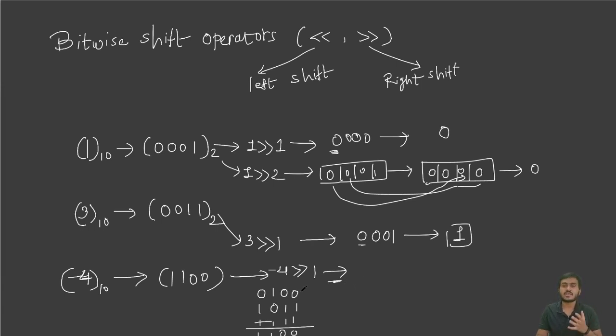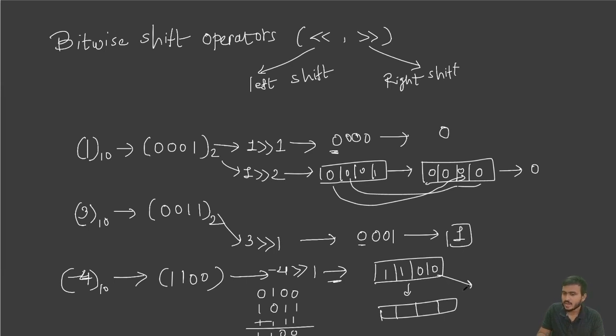Whenever you are performing a right shift operation on -4, let me show you in bit format. The number is right now 1 followed by 1 followed by 0 followed by 0. Now whenever you perform the right shift operation by 1 position, what is going to be the resultant frame?